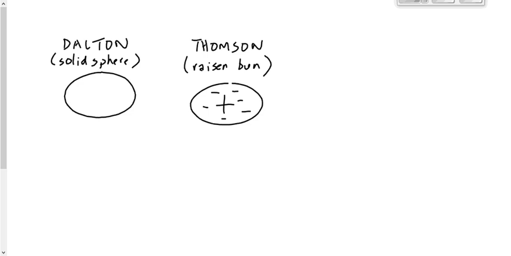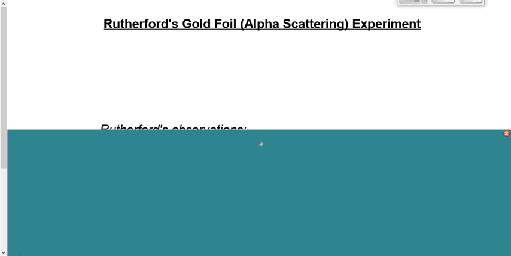What I'm about to show you is the next logical step in the development of our current model of the atom, which is not what we accept today, but it looks an awful lot like the model of the atom that we have today. We call it the Rutherford model of the atom, or the Planetary model of the atom. Rutherford and his assistants, Geiger and Marsden, used an experiment called the gold foil experiment, or sometimes we call it the alpha scattering experiment. It looked something like this.